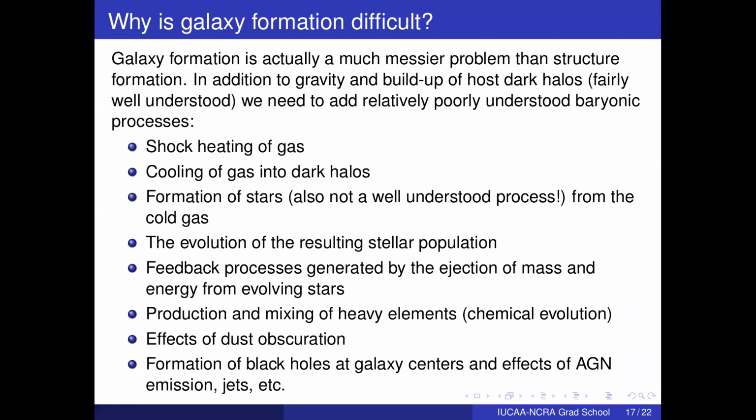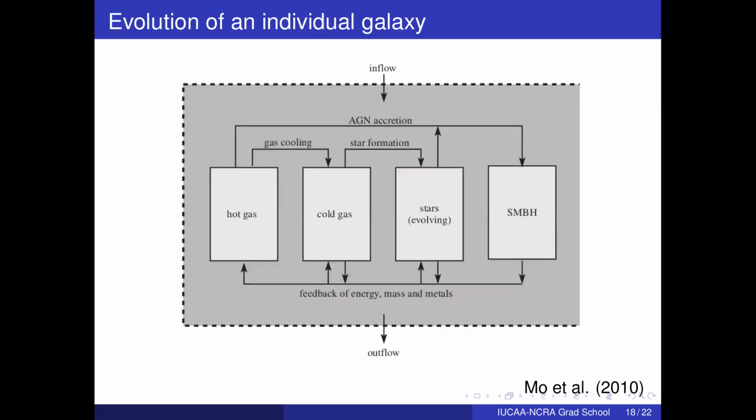Production and mixing of heavy elements, the chemical evolution that we looked at in the closed box model, is also poorly understood. The effects of dust obscuration are also uncertain because we don't know how much dust gets formed, and we don't know how that dust is distributed. Is it close to the stars or is it far away from the stars? And the formation of black holes at the galaxy centers and the subsequent AGN that get formed also lead to a lot of uncertainties.